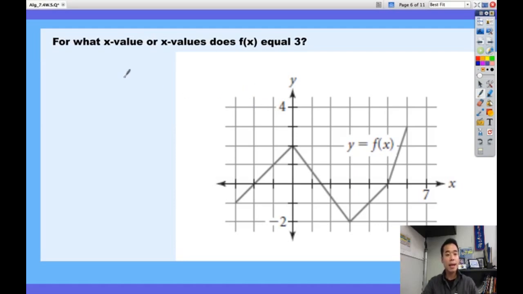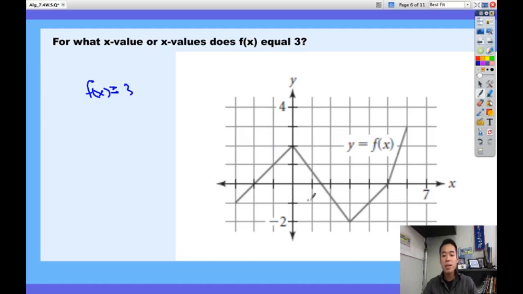Last question, for what x value or x values does f of x equal 3? Now this one is a little bit more difficult because it says f of x is equal to 3. They give me the output. All I'm doing is translating what they said. They gave me the output. I need to find the input value that would give me 3.